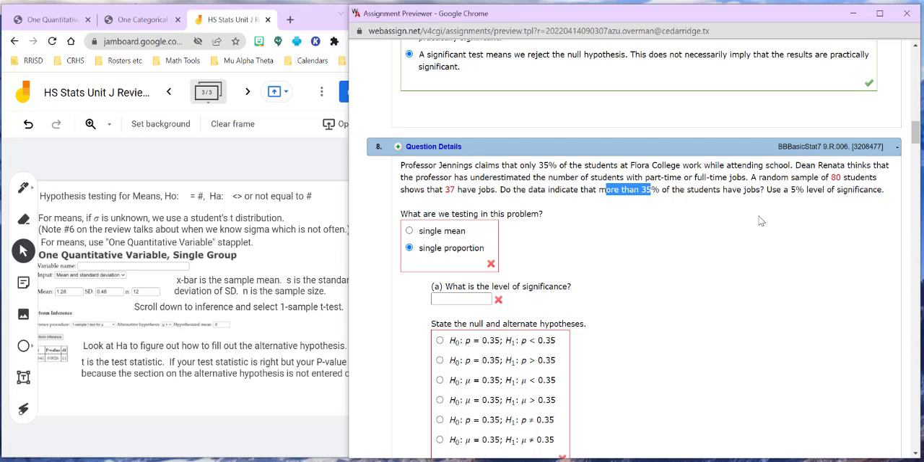Use a 5% level of significance. So we know the 5% level of significance is 0.05, and the claim is the easy one. All right, so do you see how you have P's here?